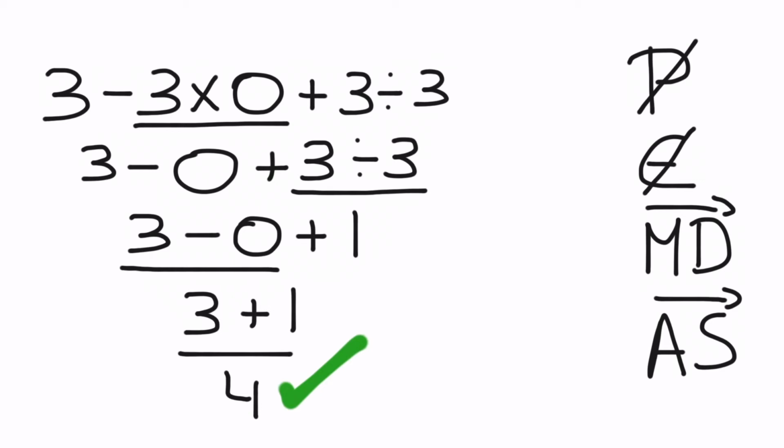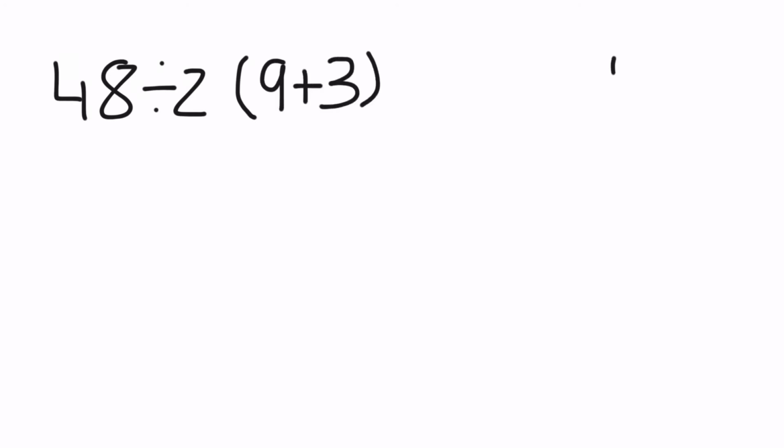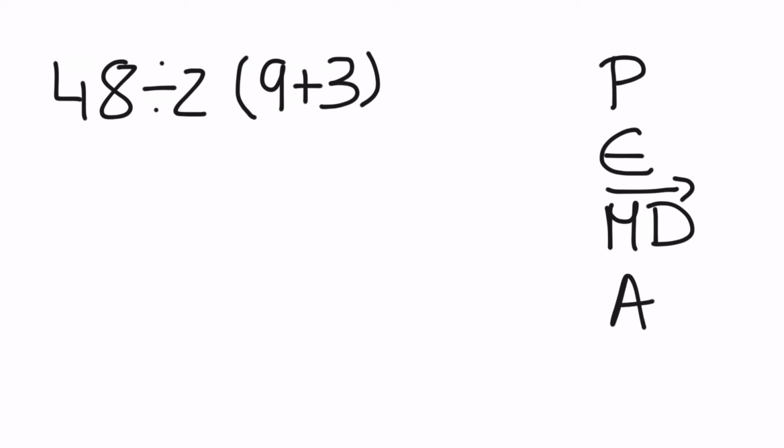Let's tackle the second one. 48 divided by 2, parentheses 9 plus 3. Let's write PEMDAS with these arrows on the top right of our paper. Here we have something new. There is no operation symbol between the number 2 and the parentheses. What do we do? This means multiplication. Now that we have solved the mystery, let's solve it following the same steps as before.